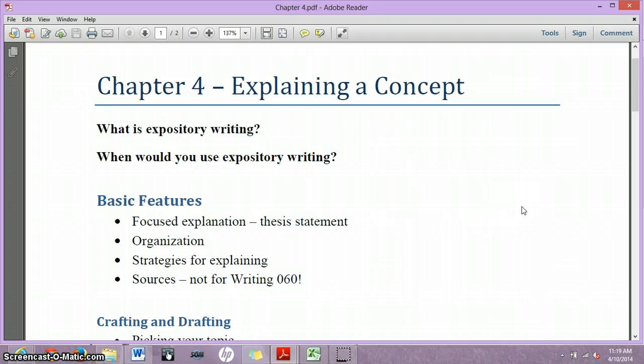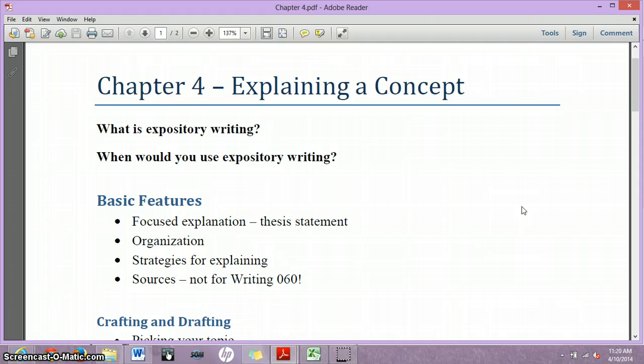So what are the basic features of expository writing? Well, it's a focused explanation, so you need to make sure that you have a thesis statement. The thesis statement is what drives your explanation. What is the point you're trying to make about it? So as you write your own expository essay, make sure that it is thesis driven. Make sure that you establish that thesis in your introduction so that it ties all of the information together, because it does need to be focused.